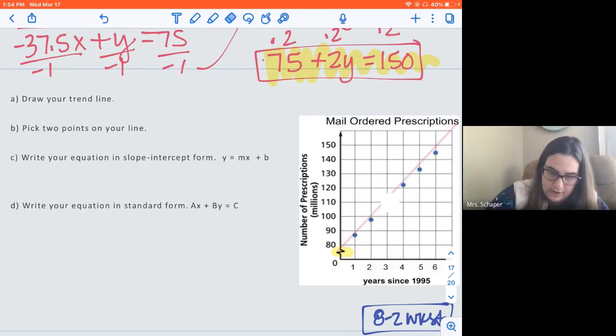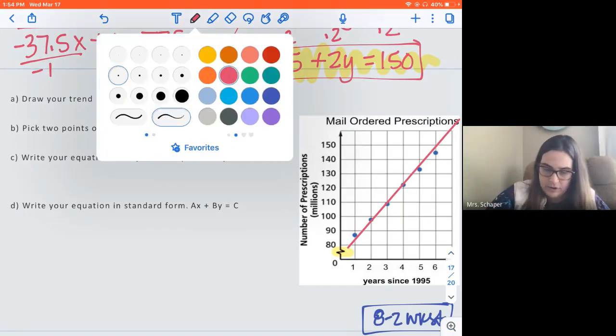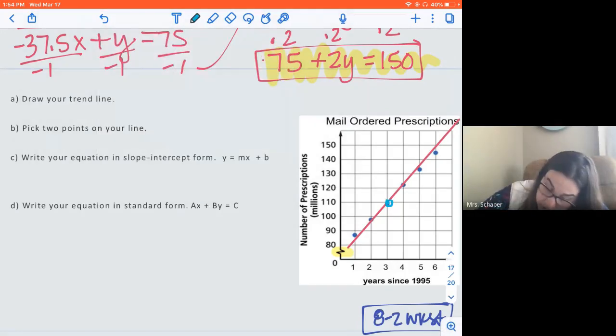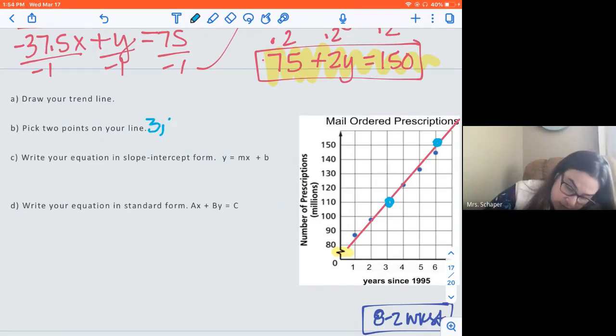I don't know if I like how that line looks. Let me try this again. There we go. So then what I'm going to do is find my 2 points. I'm going to use this one, which happens to be a point on the graph, and I'm going to use this point. All right. So those are the 2 points I'm going to use. Again, they're corners. They're easy to see. They're easy to pick out the numbers. I can write my numbers as 3, 110 and as 6, 150.